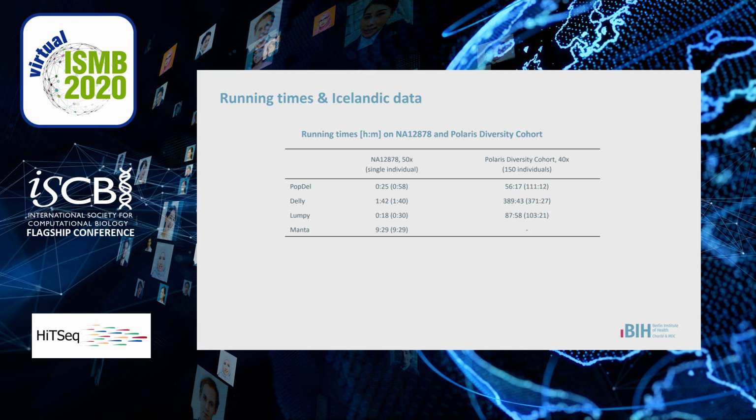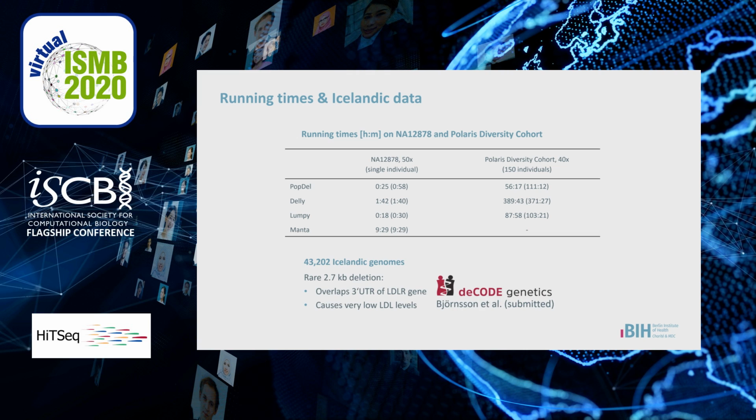On the 150 samples of the Polaris Diversity cohort, PopDel is faster than Lumpy because, due to its better I/O management, it has a better CPU time to real-time ratio. It only takes 56 hours for all 150 samples to be completely processed. Unfortunately, Manta did not finish within the 4 weeks of available compute time. This is also the reason why we could not display results for Manta on the previous slide.